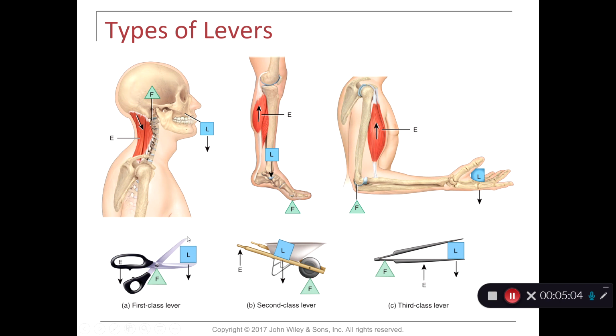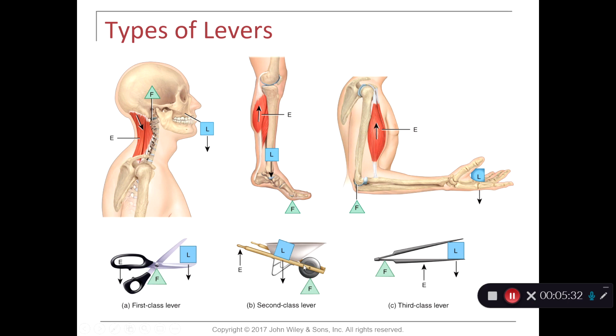This one is giving you a picture of some scissors. Another awesome example would be that of playing teeter-totter. One kid on one side and another kid on the other doing an effort on a fulcrum point. In your body, the first class is your head, and it's one of the very few examples in your body that is a first class action.